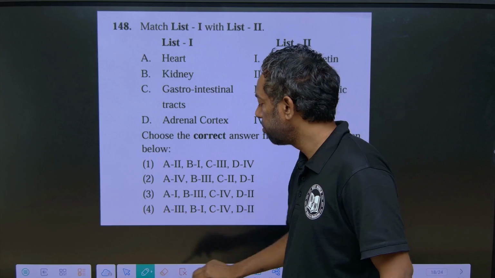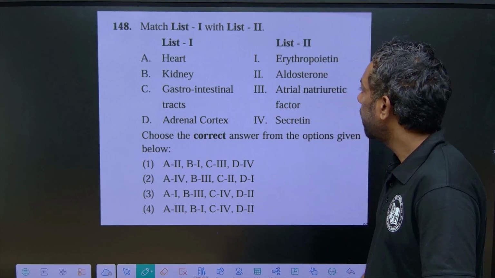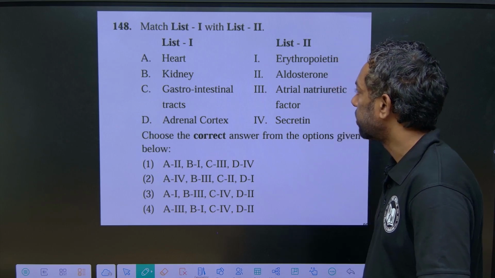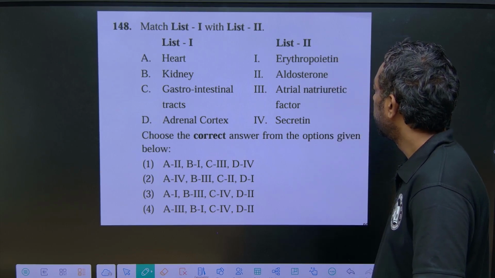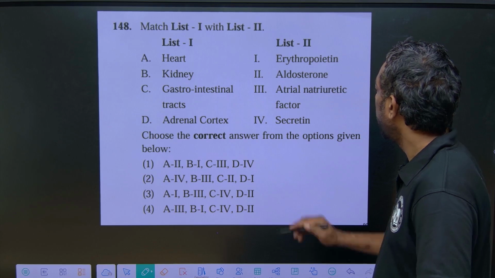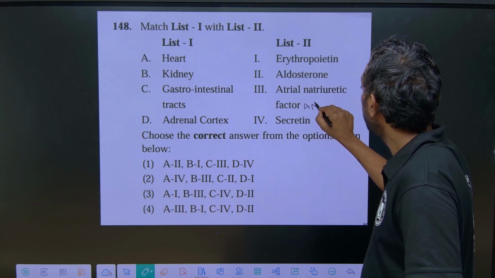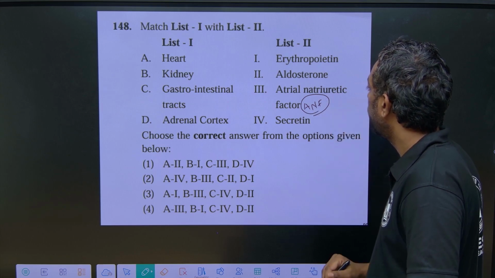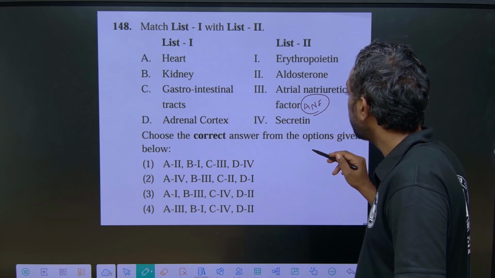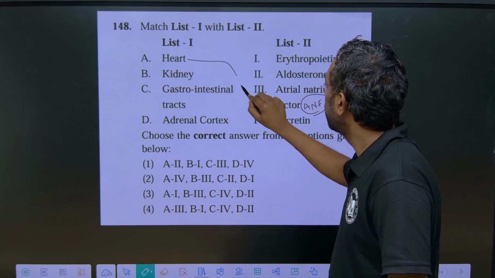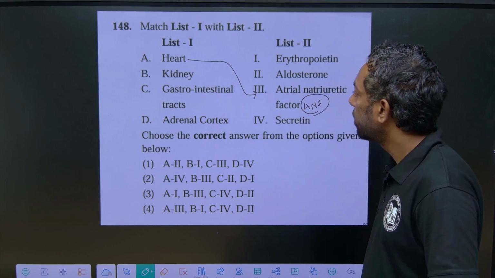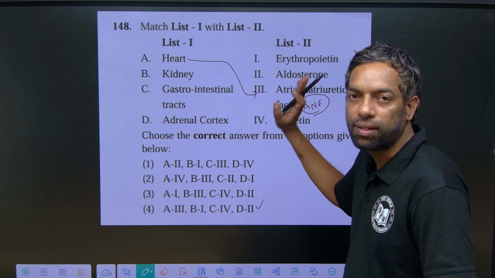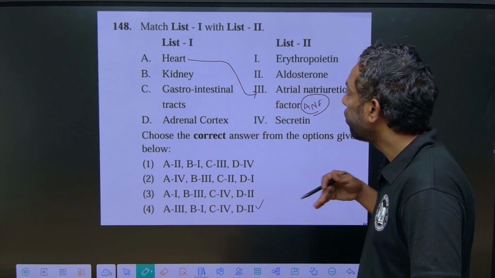This is also a very simple question, guys. Heart, kidney, gastrointestinal tract, adrenal cortex. For heart, just look here: ANF, atrial natriuretic factor, from the heart. So A is 3. No need to read anything else. This is the smart work.